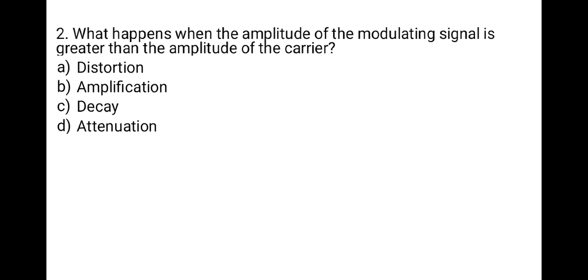The next question is, what happens when the amplitude of the modulating signal is greater than the amplitude of the carrier? When Vm is greater than Vc, then over-modulation occurs. That means modulation index greater than 1, and this is the condition of over-modulation. And in over-modulation, distortion will occur. And we know that distortion means incorrect information can be transmitted at the receiver. So the correct option is A. Distortion.